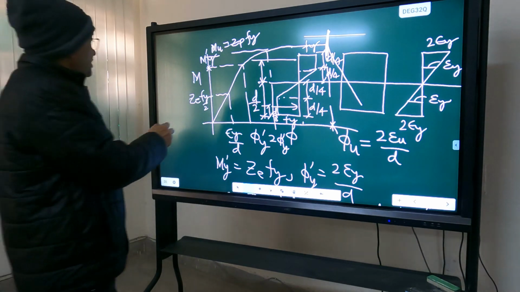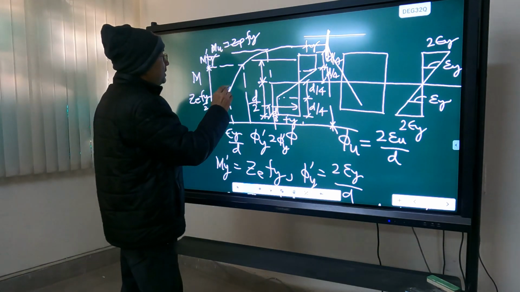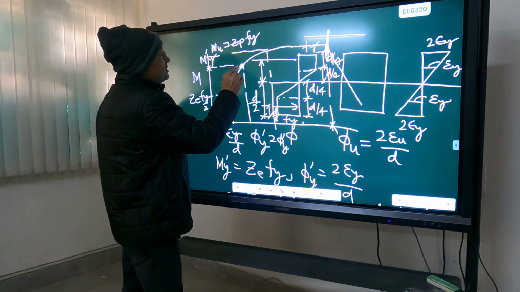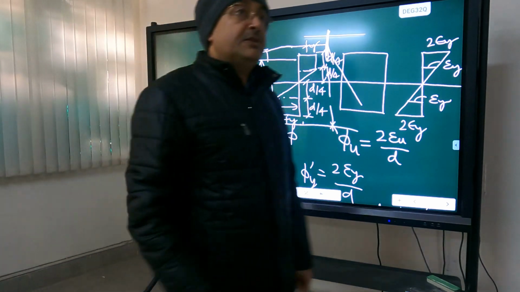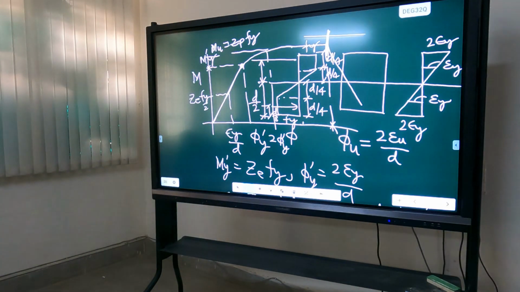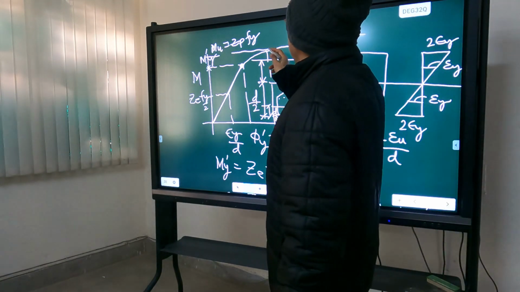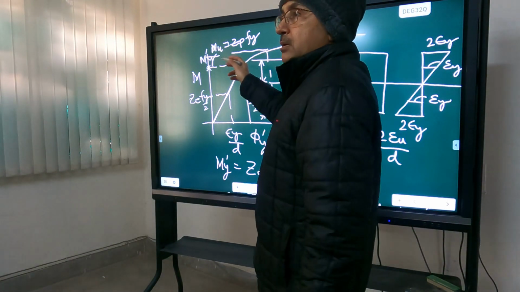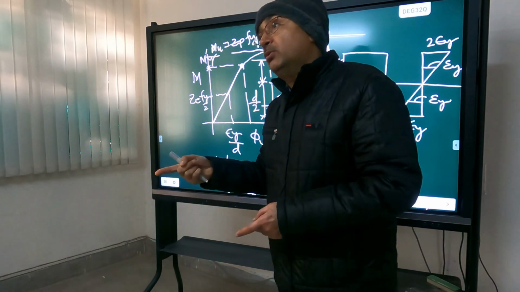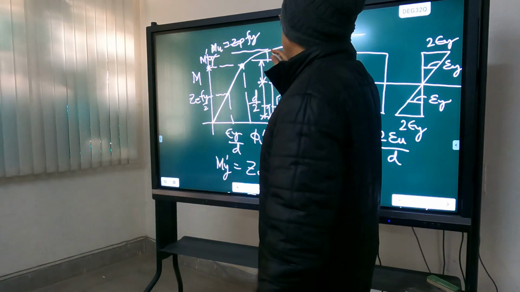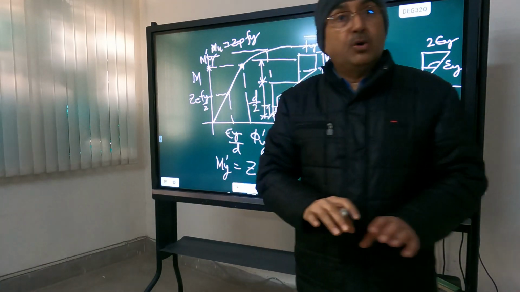Okay, so look at this curve. Initially it is a straight line till the first fiber yields. What is happening here at M y? The first fiber is yielding at M y. After that it continues to take additional moment, and then at a certain point the capacity to take additional moment becomes zero. The moment curvature curve becomes more or less flat.